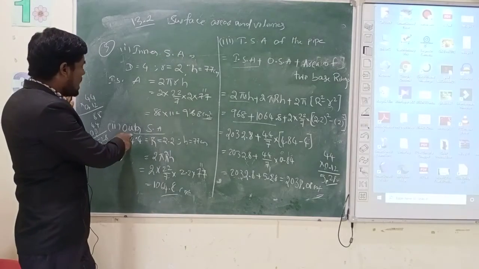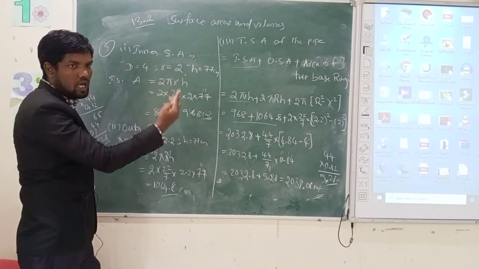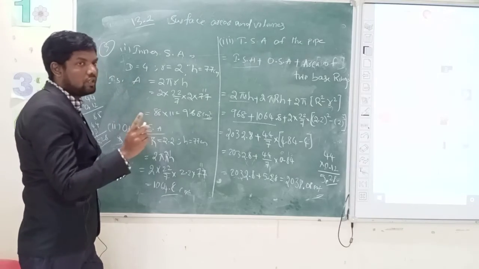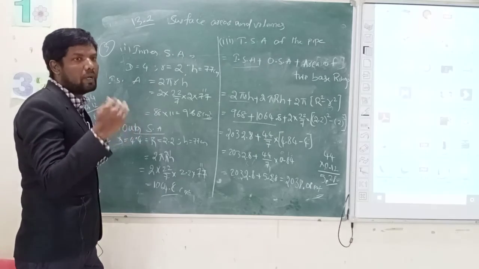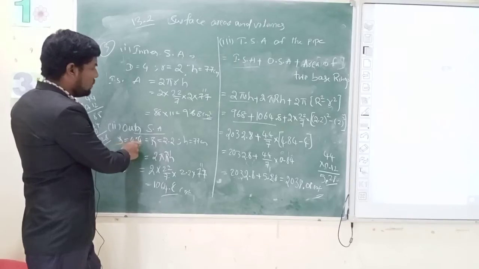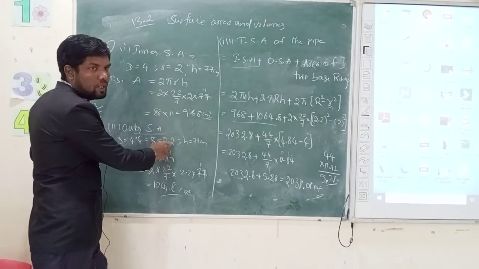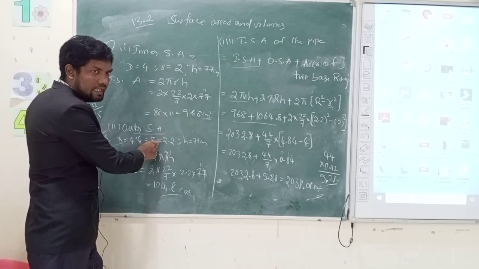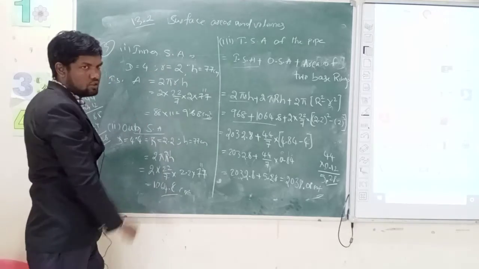The same way, we calculate the outer surface area. For the outer one, they have given a different diameter, 4.4. So D value is 4.4, which means R value is 2.2. Here the outer one we take as capital R, and the inner one as small r.